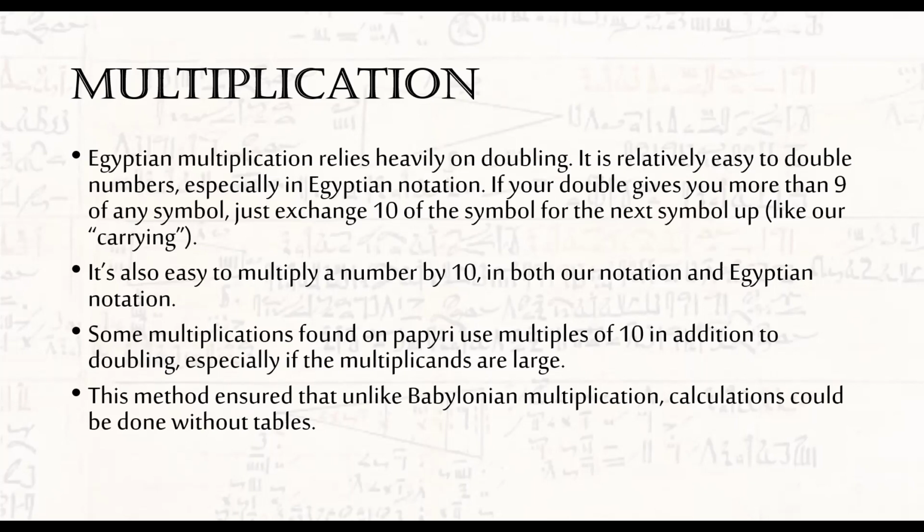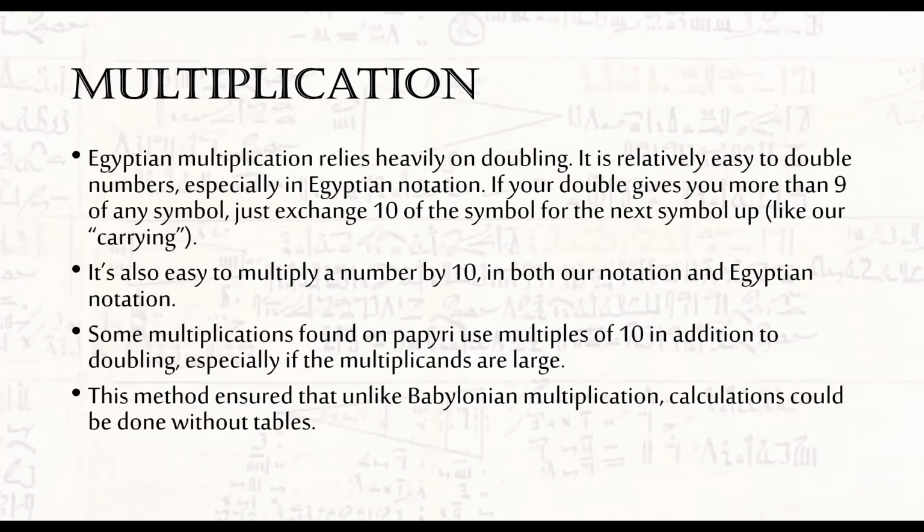But in order to do the multiplication algorithm, you have to be able to double and to multiply by 10. And so these are actually pretty easy to do. It's easy to double numbers in our notation if you do it right to left. And you also still can do it going left to right. It's just a little bit different because you might have to change a digit here and there. But the basic idea when you're doubling, if you're in Egyptian notation, you're just going to write twice as many symbols. And if you get more than 9 of any symbol, you just exchange them. You carry, basically.